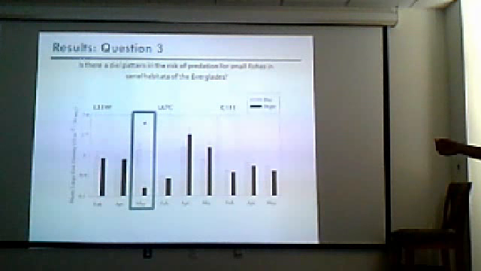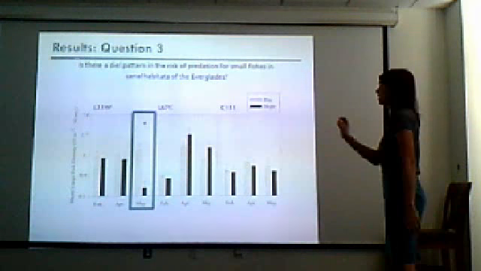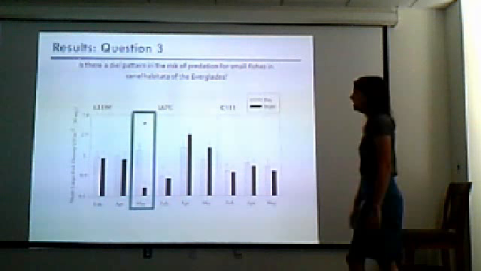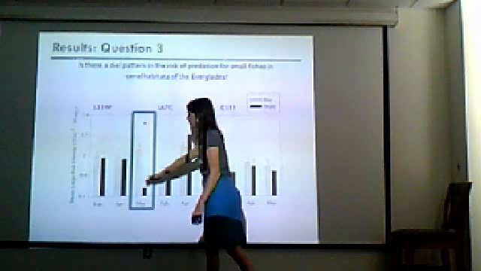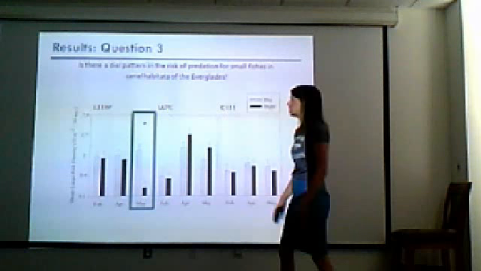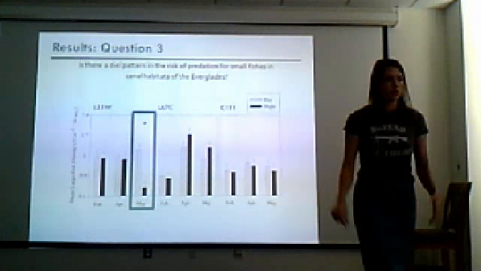For large fish density, the only significant trend was my last sampling point in the L31W. The fish densities were very low, at least for large fish. So a decrease from 1 to 0.1 per meter squared. That's still a relatively small value.